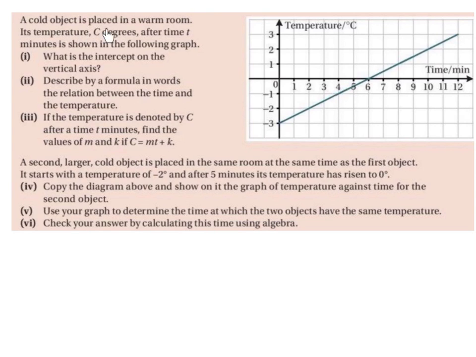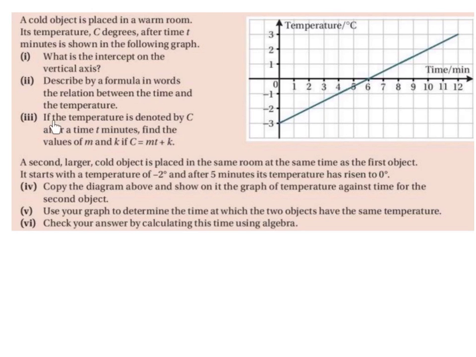A cold object is placed in a warm room. Its temperature, C degrees, after time t minutes is shown on the following graph. Part 1. What is the intercept on the vertical axis? Part 2. Describe by a formula and words the relation between the time and the temperature.